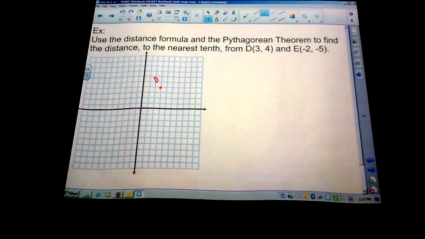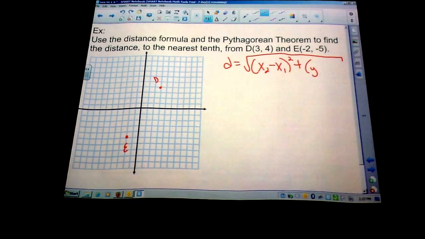So I'm going to come over here and plot E now, so it's to the left 2 and down 1, 2, 3, 4, 5. This is point E down here. Well, we just talked about how to do it with the distance formula, so I'm going to go ahead and copy the distance formula right down here. And I'm going to label my points in the problem, my x1, y1, and my x2, y2.